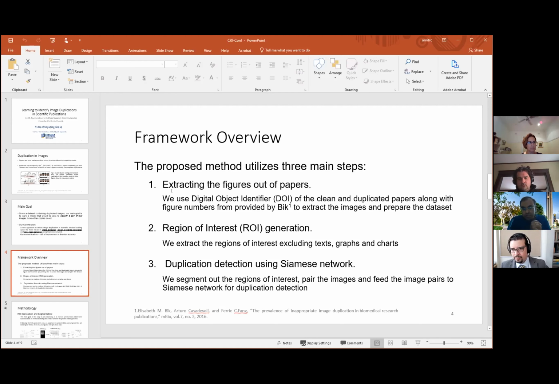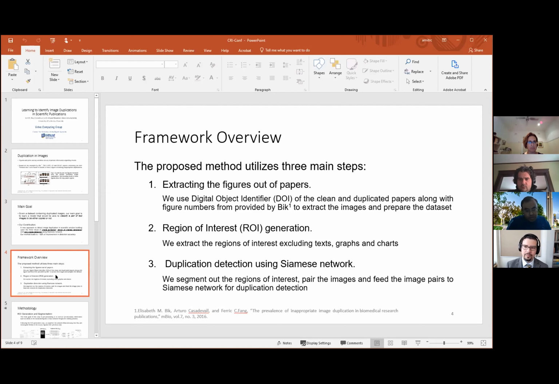And that leads to the region of interest generation. So you separate out the text, the graphs, the charts, and you focus on the part of the figure that you really want to focus on. And then you get into the duplication detection method. The particular approach that we proposed for this was using a Siamese network.